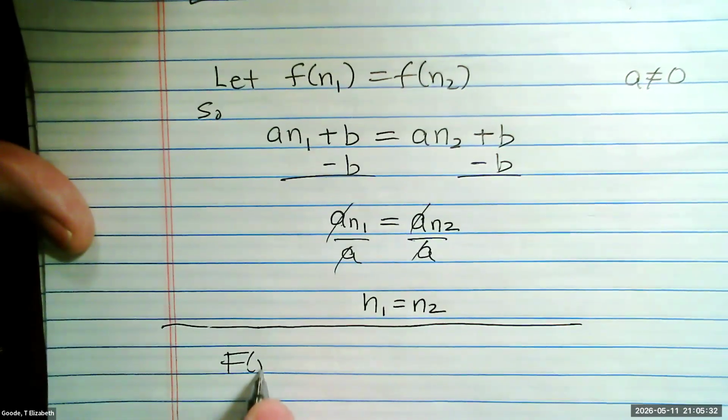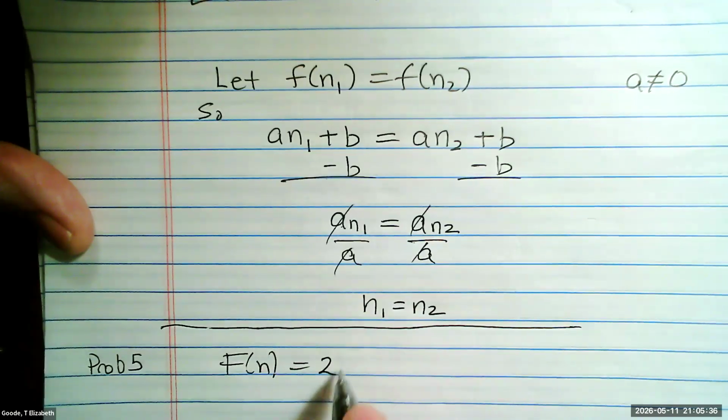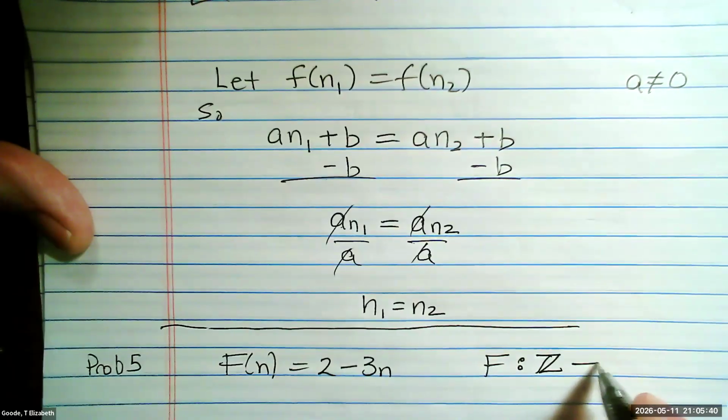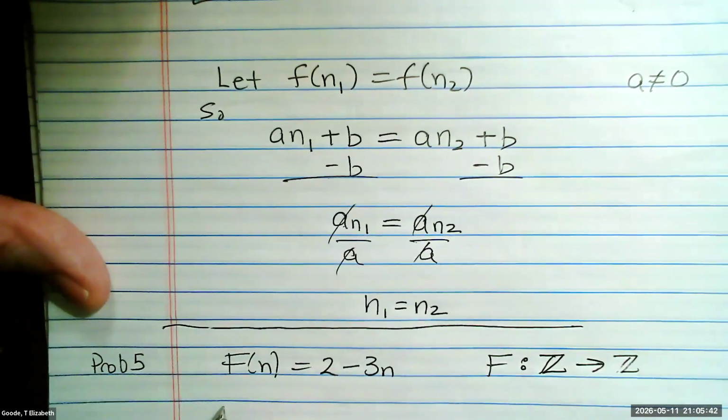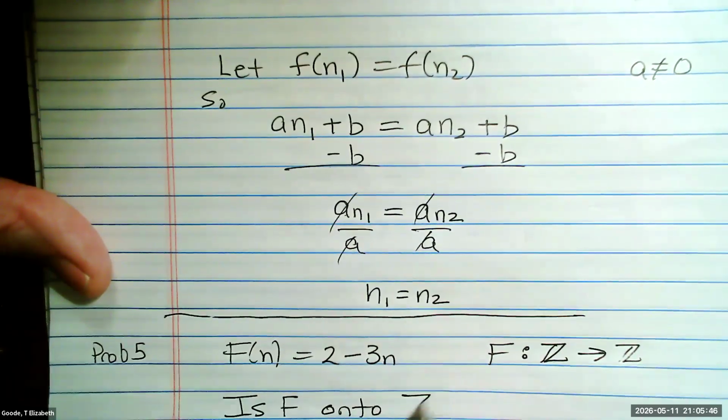Now, I'm going to leave you with this thought. We had this function f of n, this is back to problem 5, f of n is 2 minus 3n, and f is mapping from the integers to the integers. Is f onto z?